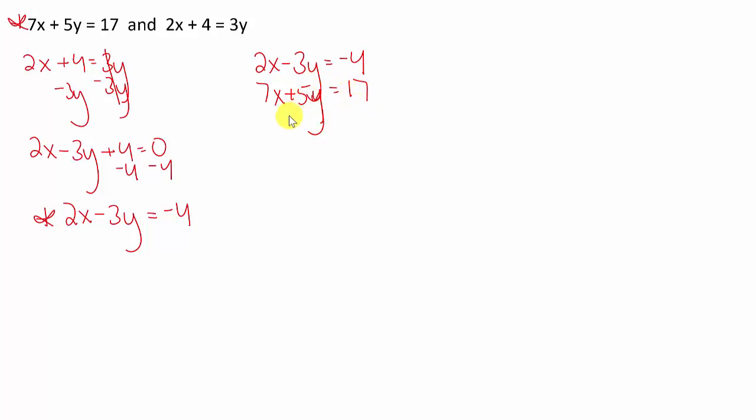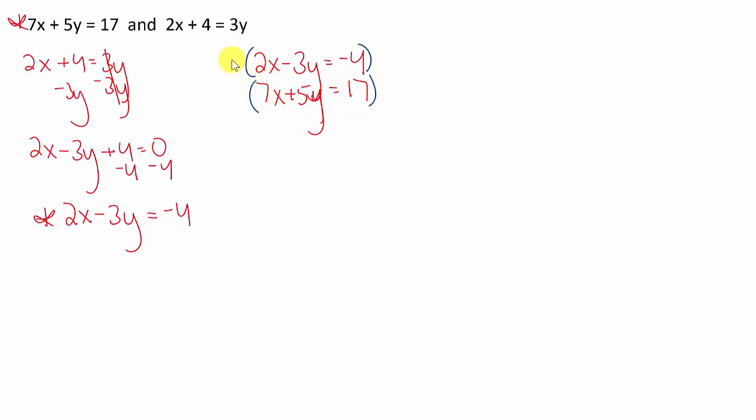Okay, so now again, what we're looking for is for one of the variables to have the same coefficient. So these aren't the same and these aren't the same. So the question would be, what can I multiply by to make them the same? Well, I can't multiply 2 by anything to get 7, or 3 by anything to get 5. And I can't multiply 7 by anything to get 2, or 5 by anything to get 3. And when that happens, you actually have to multiply both equations. So pick a variable, it doesn't matter. I'm going to pick x. I'm going to make those the same.